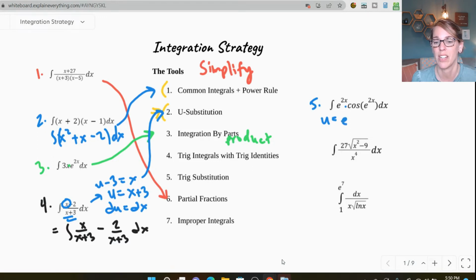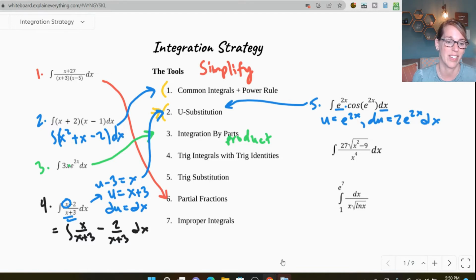So u is equal to e to the 2x, which means that du would be e to the 2x with the 2 out in front. So 2e to the 2x, and then dx. So that does take care of everything in my integrand. So this one would be a u substitution. So number 5 is a u substitution.